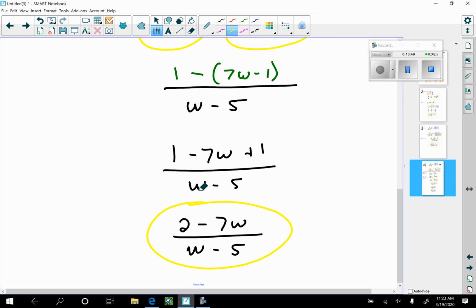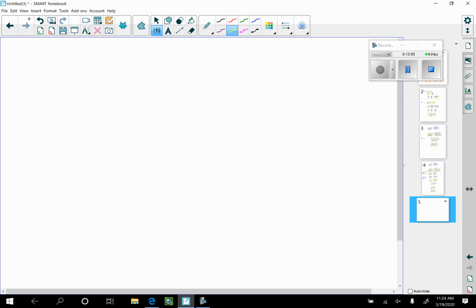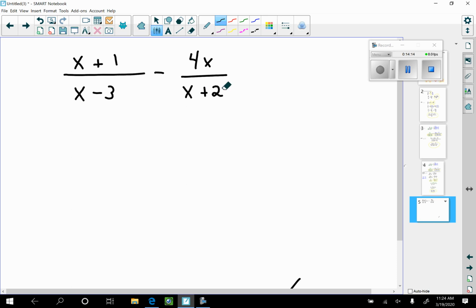And we're going to come up with one more problem. I have time for one more problem. I'm going to create this problem on the fly. So I'm going to have x plus 1 over x minus 3 minus 4x over x plus 2. This is going to be a dandy.